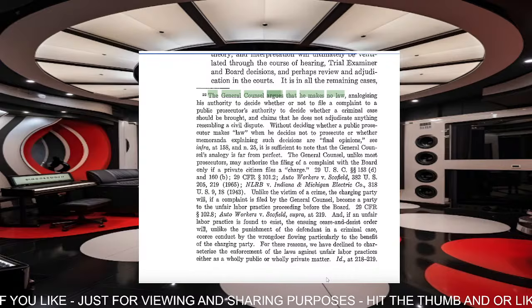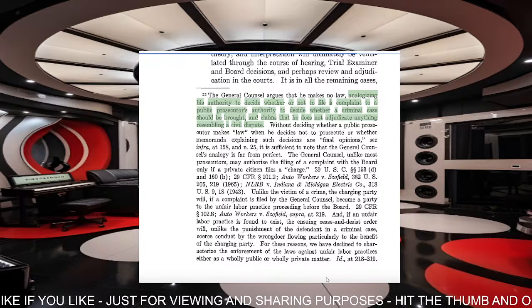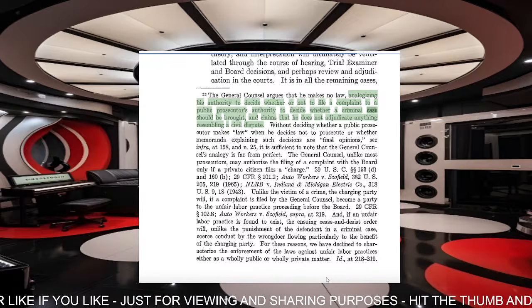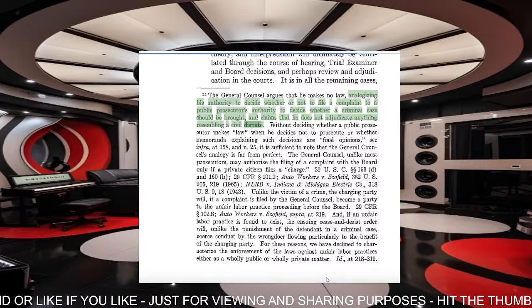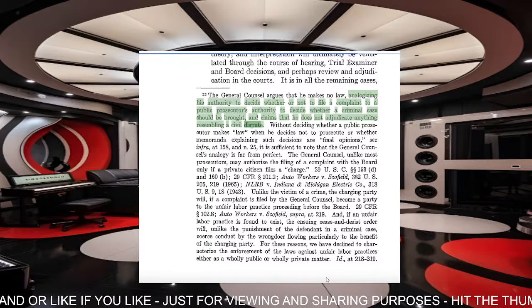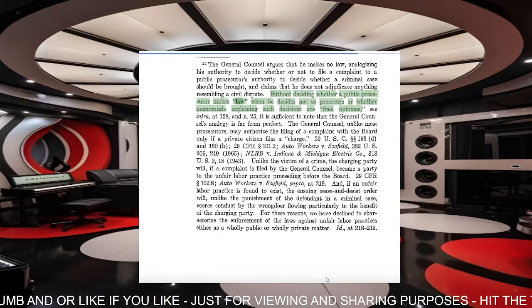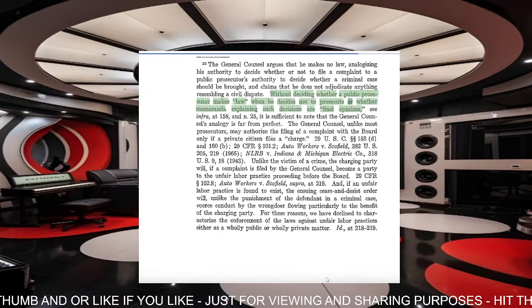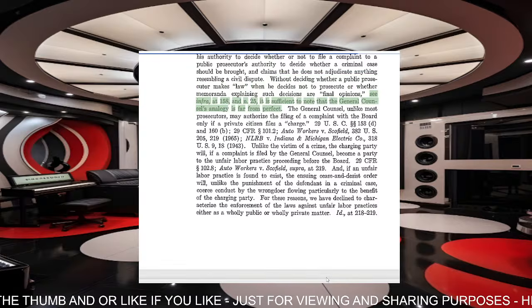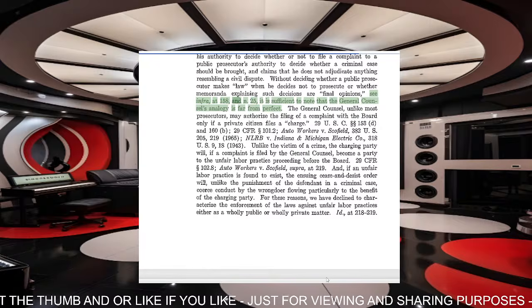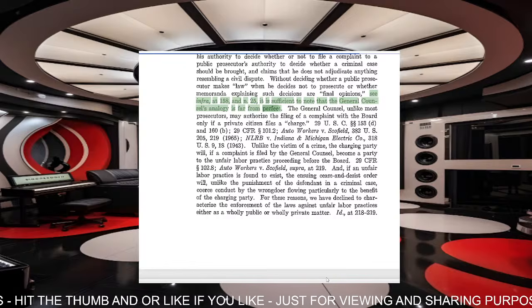The General Counsel argues that he makes no law, analogizing his authority to decide whether or not to file a complaint to a public prosecutor's authority to decide whether a criminal case should be brought, and claims that he does not adjudicate anything resembling a civil dispute. Without deciding whether a public prosecutor makes law when he decides not to prosecute, or whether memoranda explaining such decisions are final opinions, see infra at 158 and n.25, it is sufficient to note that the General Counsel's analogy is far from perfect.